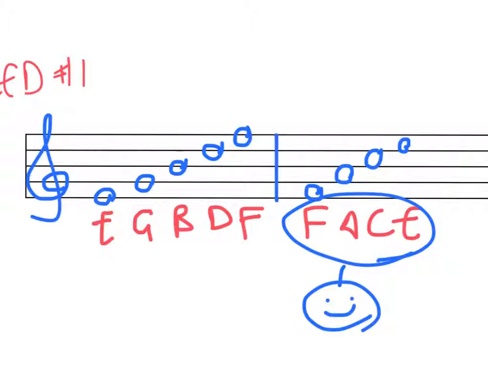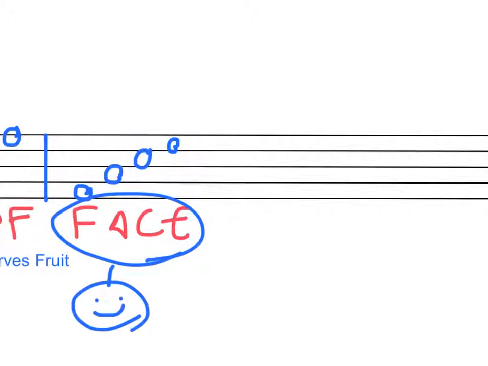On the left hand side, it doesn't spell any convenient words, so we have a sentence that we use to remember the names of the notes that fall on a line. And that sentence is, every good boy deserves fruit. So if you remember face in the space and every good boy deserves fruit, then you should be able to quickly work out the names of the notes in the treble clef.